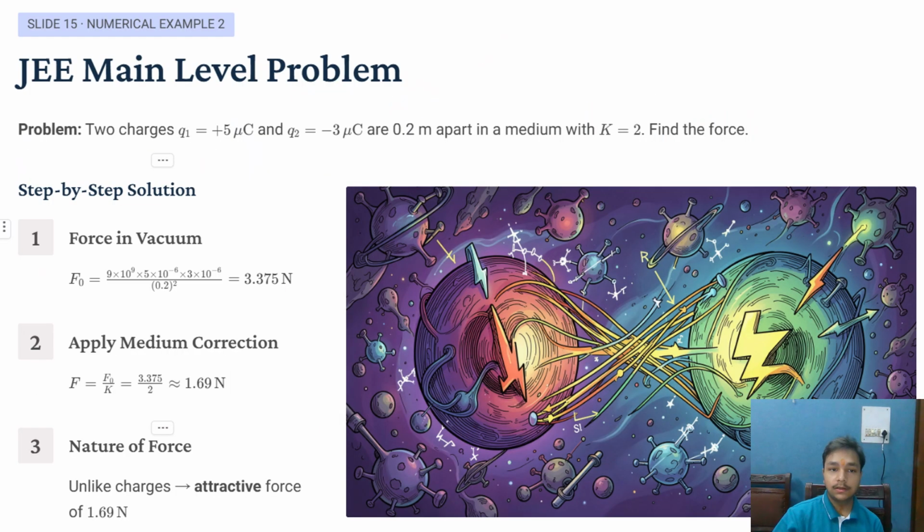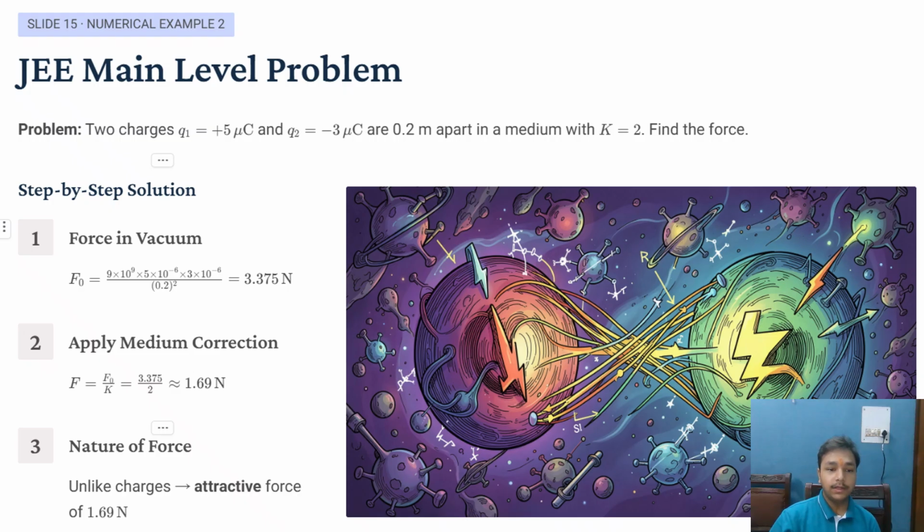Okay. Now let's see a JEE Mains level problem which states that two charges, Q1, which is equal to 5 microcoulombs, and Q2, minus 3 microcoulombs, are 0.2 meter apart in a medium with dielectric constant K equal to 2, and we are supposed to find the electrostatic force. So the step-by-step solution is that the force in free space will be equal to K into 5 into 10 power minus 6 into 3 into 10 power minus 6 upon 0.2 square, which is equal to 3.375 newtons.